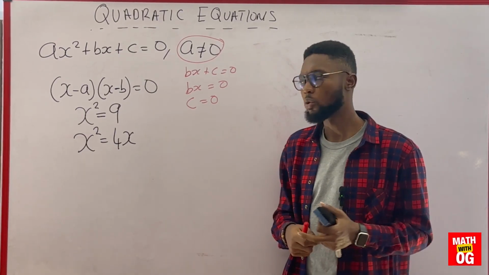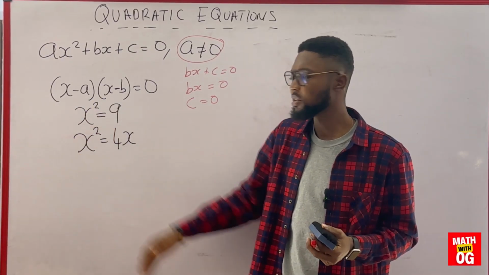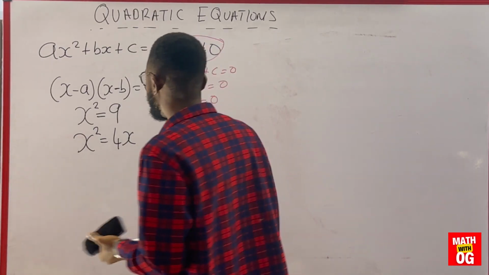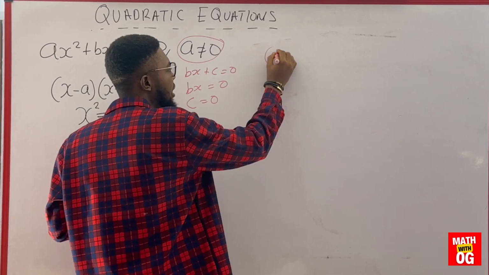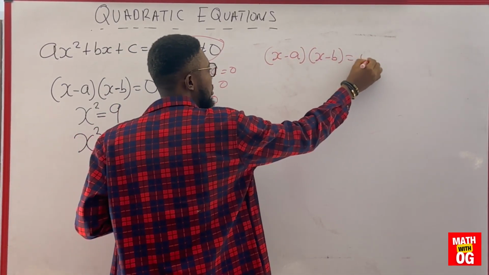Now, when solving quadratic equations, you might come across questions looking like this, or like this. How do you go about them? How do you tackle such questions? Now, let's start with x minus a, x minus b equal to 0. You have x minus a, x minus b equal to 0.